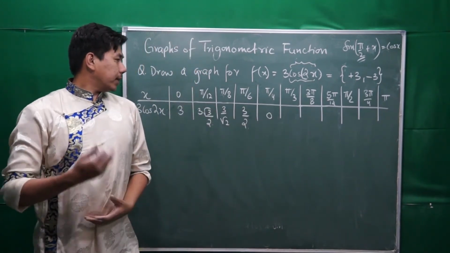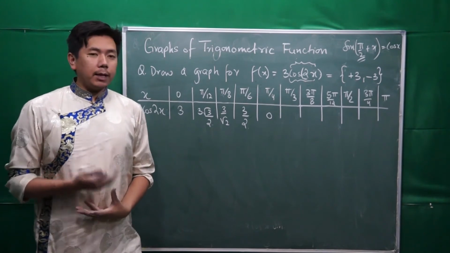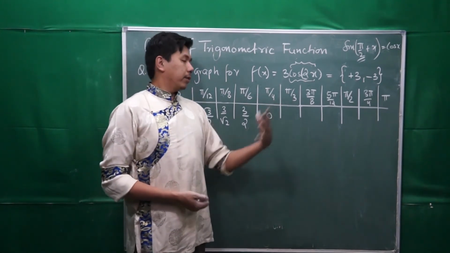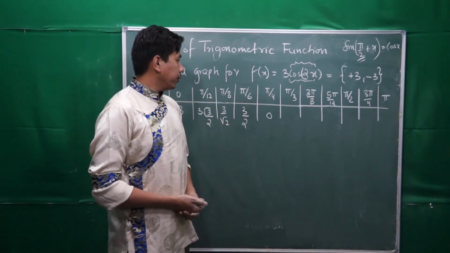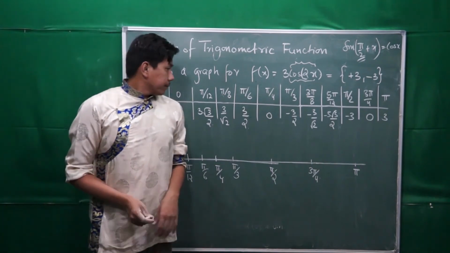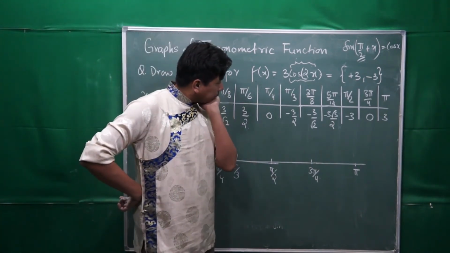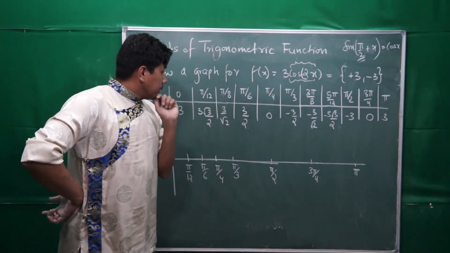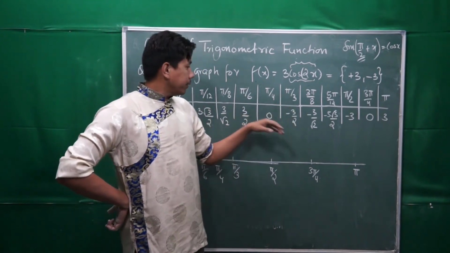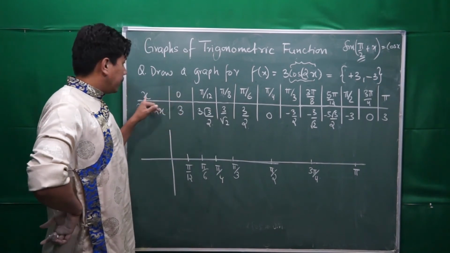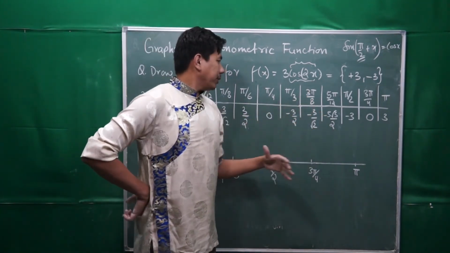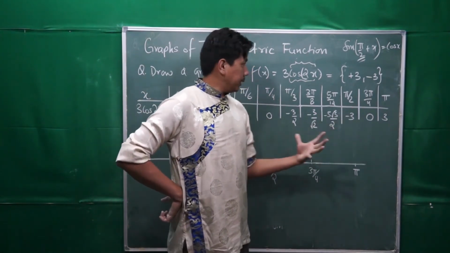Clear? So that is how we are going to replace the values, and we are going to see what values the other angles are going to give. Similarly, for angle pi by 3 it is minus 3 by 2, and for x equals 3 pi by 8, we have minus 3 by root 2. And likewise, we can calculate all the angles easily.